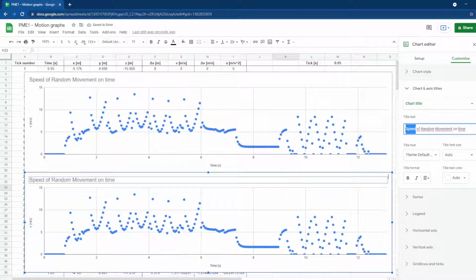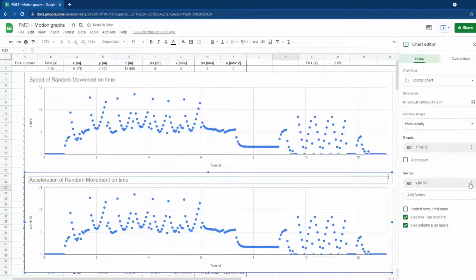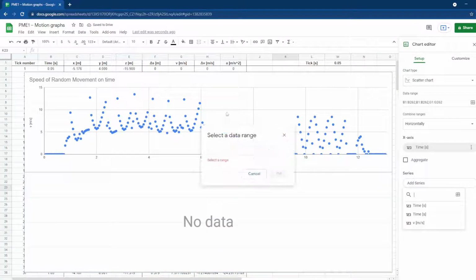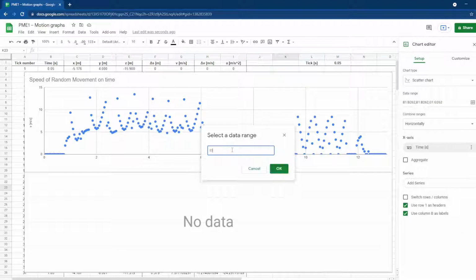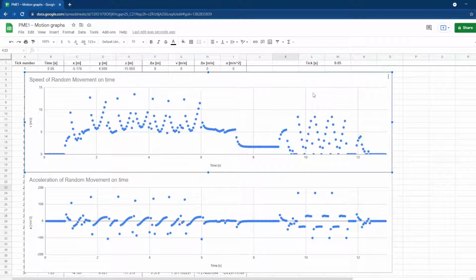Let's now copy the chart and paste it, because we're going to use the same format for acceleration. So let's rename it to acceleration and change the vertical axis to acceleration in meters per second squared. We also need to change the series, so let's remove it and add in a new one. This time acceleration is the column I through I. Perfect.